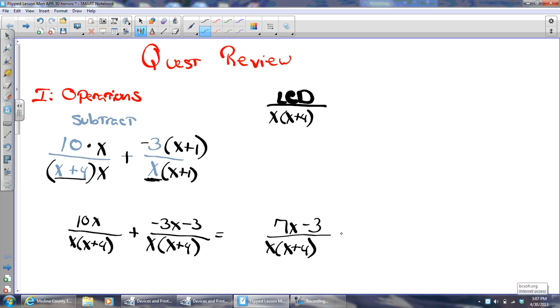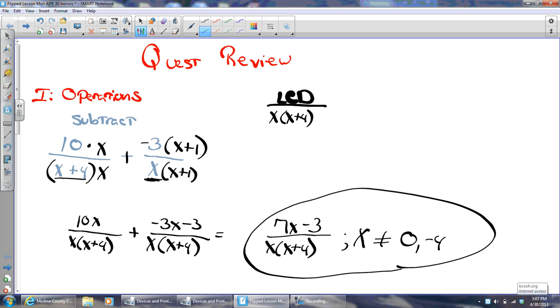And then I don't want to forget my restrictions. This is only true when x does not, oops, that's not an x, when x does not equal 0 or negative 4. And there you go.